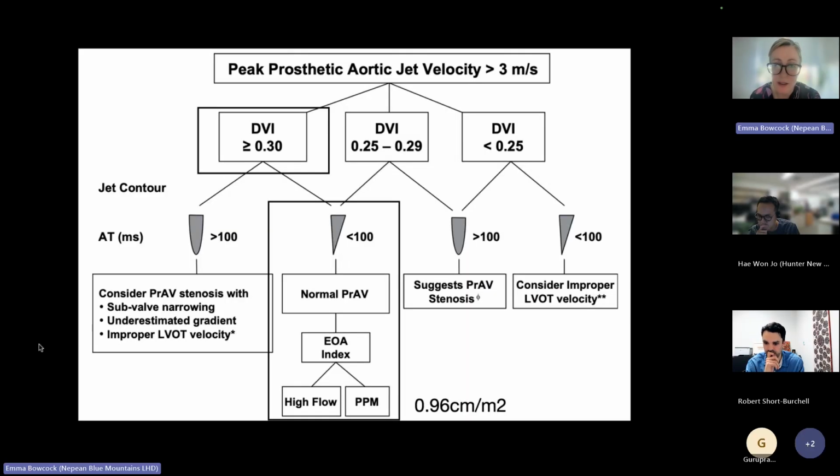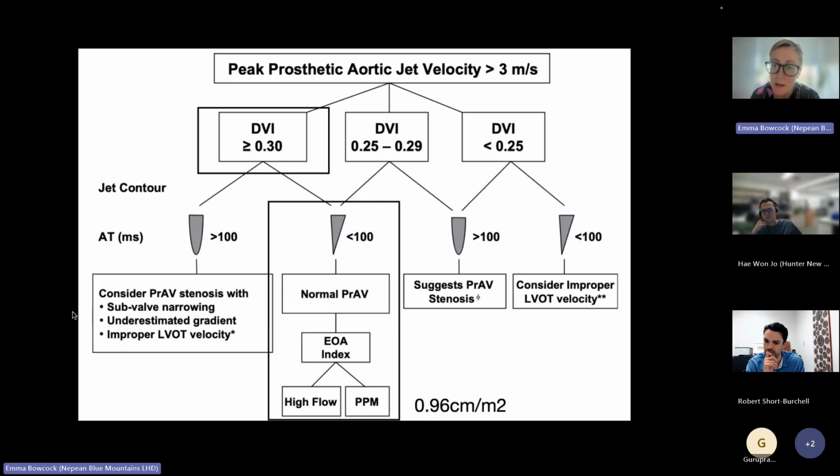Remind yourself of this. If you've got peak velocities across a prosthetic valve of more than 3 meters per second, you've got to think about whether there could be potential pathology with this valve. The dimensionless severity index, or DVI, the dimensionless velocity index, is helpful. Obviously, if that's less than 0.25, that suggests either you've got significant stenosis or you're measuring things very incorrectly.